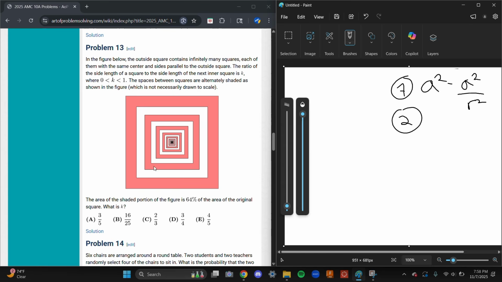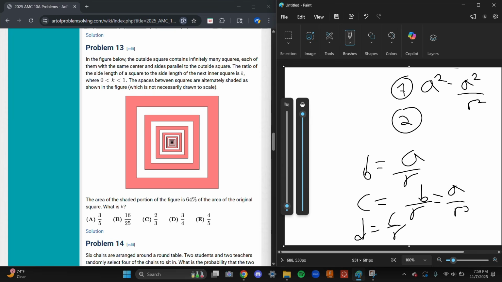So now let's let the third outermost square have side length C, and the fourth outermost square have side length D, right? So B was equal to A over R, right? So by similar logic, C is going to be equal to B over R, and D is going to be equal to C over R. So B over R is going to be A over R squared, and C over R is going to be A over R cubed.